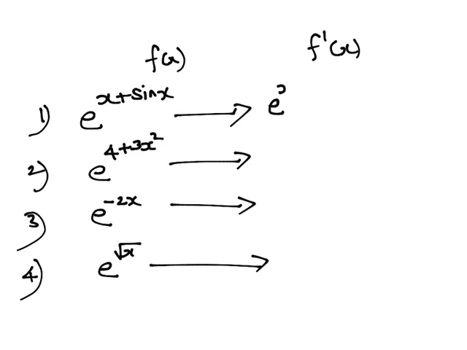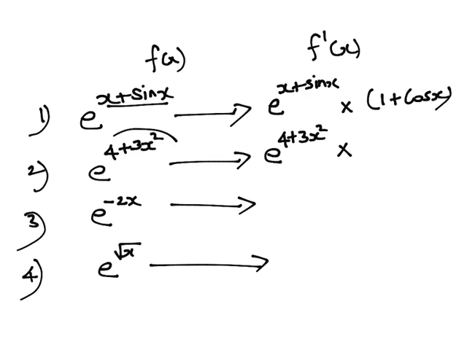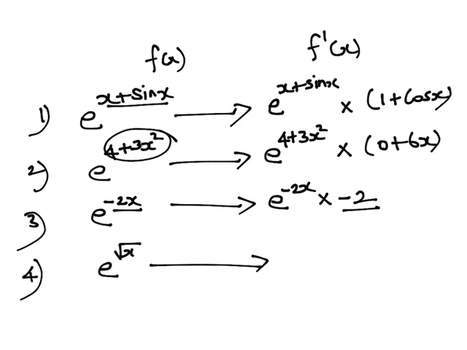So the answer is e power x plus sine x multiplied with derivative of this, which is nothing but 1 plus cos x. Okay, in this case the derivative is e power 4 plus 3x squared multiplied with derivative of this, which is nothing but 0 plus 6x. Okay, in this case the derivative is e power minus 2x multiplied with minus 2, because minus 2 is the derivative of minus 2x. Okay, now finally this one is e power root x multiplied with derivative of root x is 1 over 2 root x. Right, so these are the correct answers. So I hope you got all of them right.